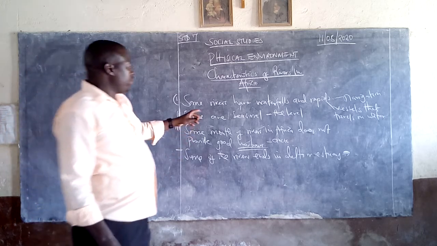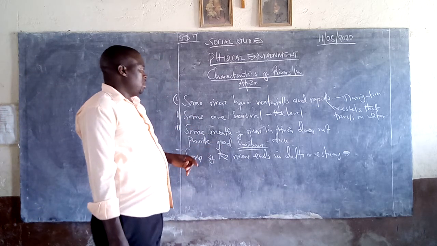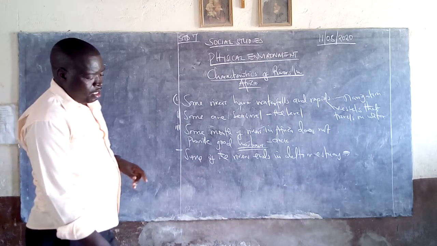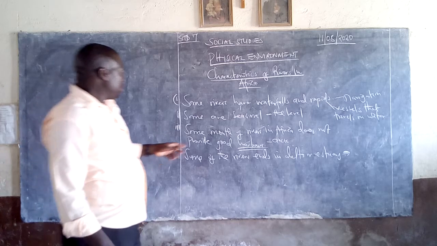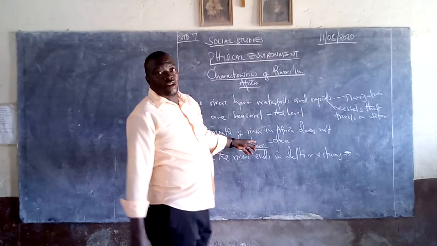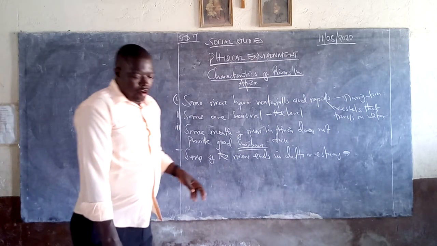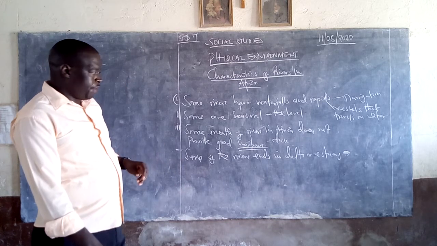Then rivers that enter the sea at the mouth in a delta, for example River Niger. You have heard of the Niger Delta, which is associated with the mining of oil. Then we have River Tana here in Kenya. We also have River Nile, of course, the longest river in Africa.